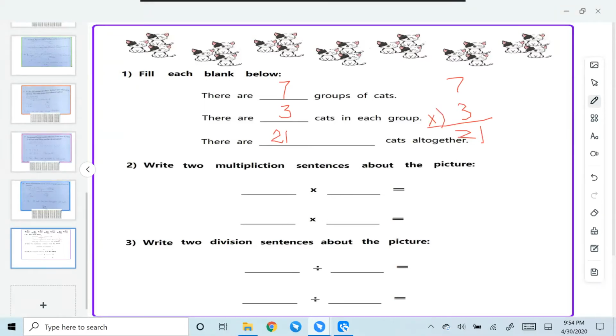Now, number 2 says write 2 multiplication sentences about the picture. We know multiplication always gets bigger. After you multiply something, you're getting bigger. So 7 times 3 equals 21. Or you can say 3 times 7 groups equals 21.